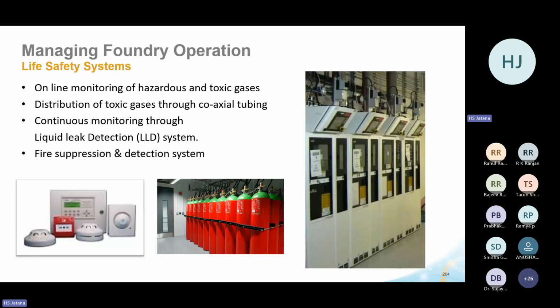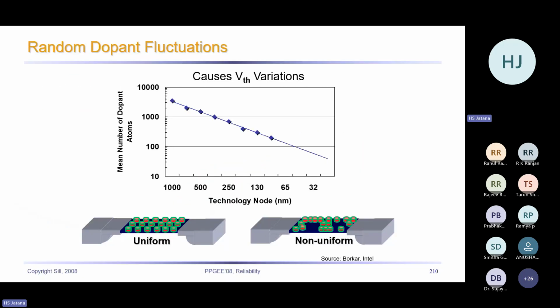Then safety mechanisms are there. There are 3 levels of safety, because you are using phosphine, arsine, which is a highly hazardous material. So finally, I will skip some of these things related to reliability and all that.